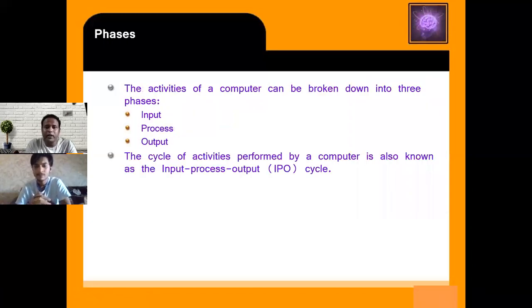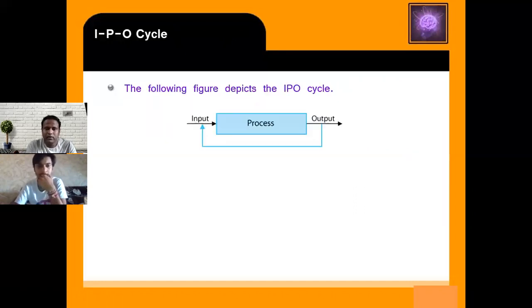The activity of the computer can be broken down into three phases. One is input, process, then another is output. It is generated in the form of an IPO cycle: input, process, next is your output. Symbolically, you can represent it in this format: input, then in between process, then you get the output. It is a graphical representation.